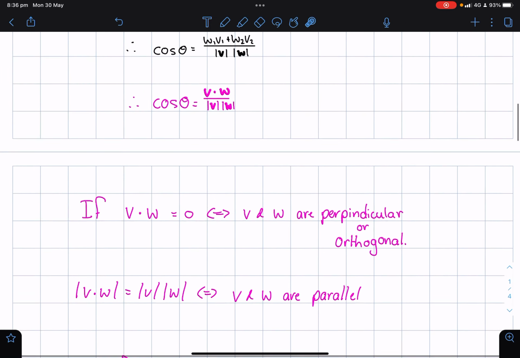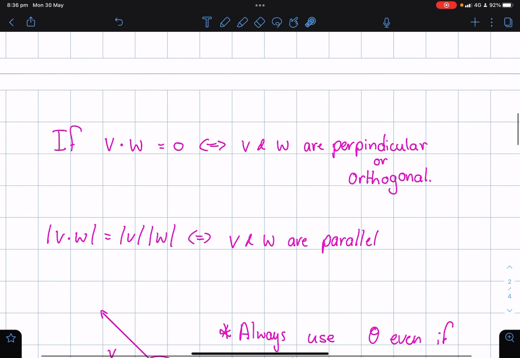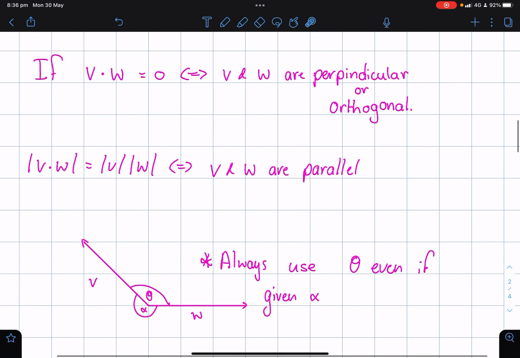So just quickly, if v dot w is equal to 0, then v and w are perpendicular or orthogonal. So you might start seeing that word pop up, but it means perpendicular. Also, if the absolute value of v dot w is equal to the magnitude of v times the magnitude of w, this means that vector v and vector w are actually parallel. All right, so a bit of a cool fact there. Then the last little note I want you guys to get down, we always use theta in our formula, even if we're given alpha. If we're given alpha, then we find theta using the 360 degrees in a revolution rule.